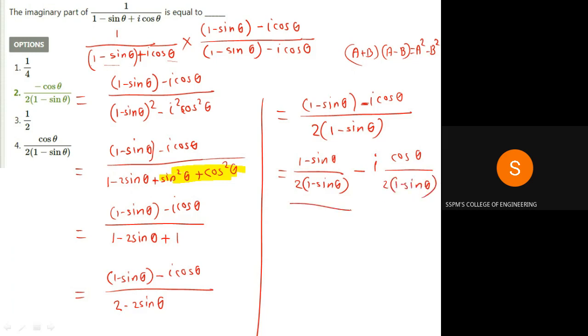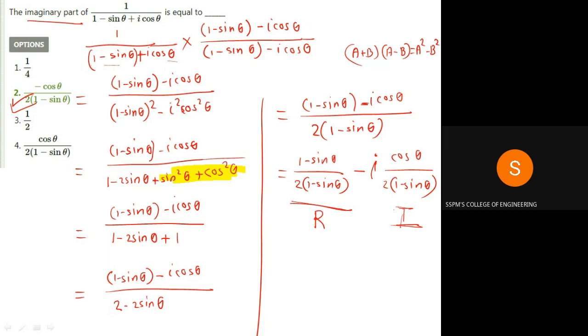So see, this is the real part, and the coefficient of i is the imaginary part. What is it? The coefficient of i is minus cos of theta divided by 2 into (1 minus sine theta). So this is the imaginary part, and that is what we have been asked: the imaginary part of this expression. So we have solved it. We have to simplify the expression, and the coefficient of i is the imaginary part, and the term that does not contain i is the real part.